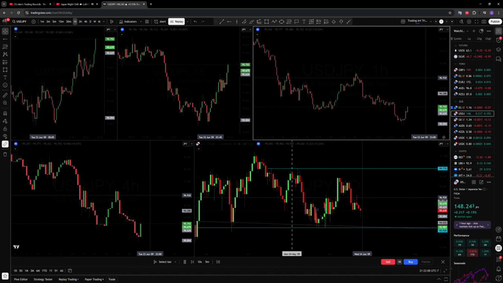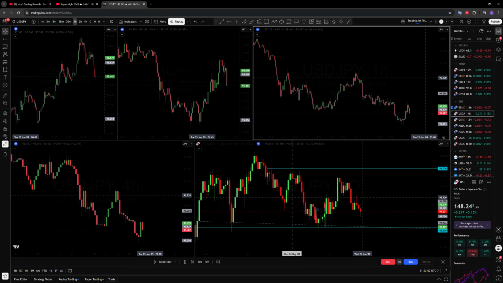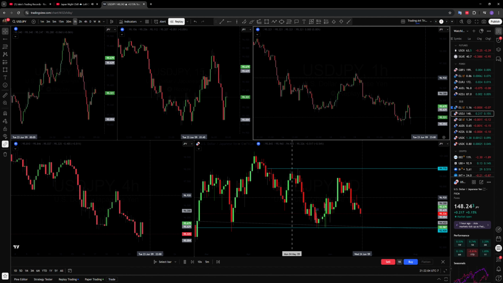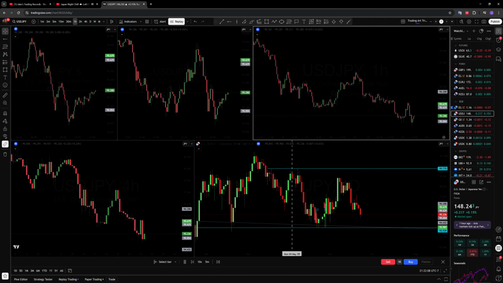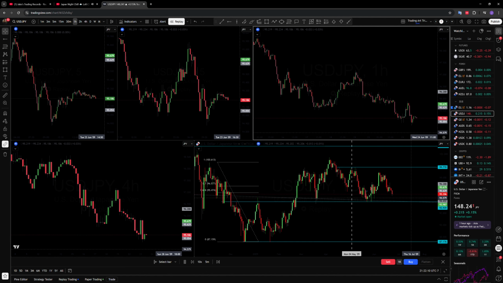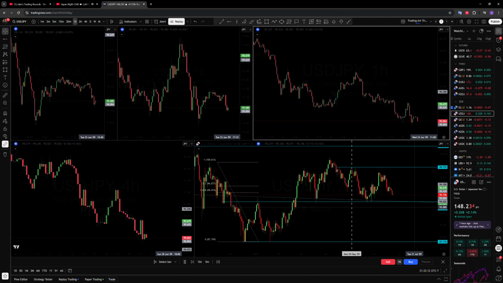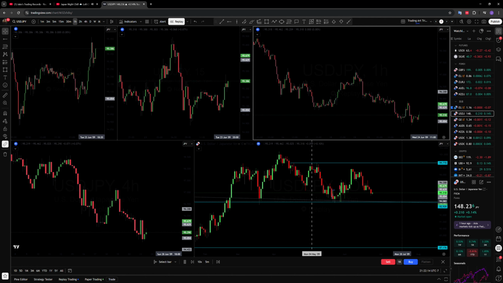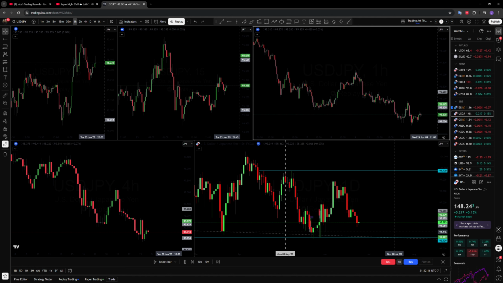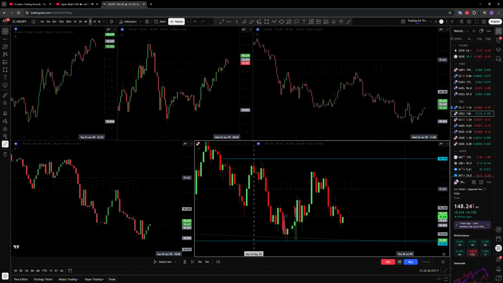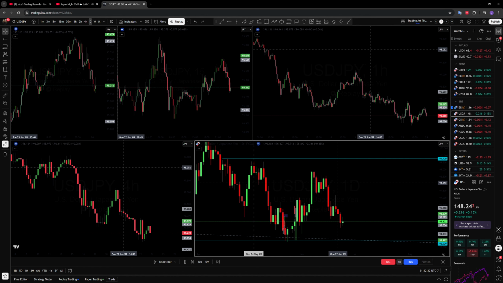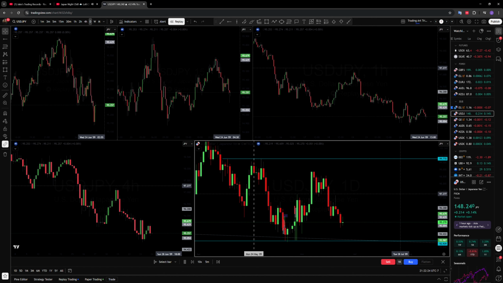Come on, go all the way down to my SR line. Better touch it and make a quick liquidity sweep, then go to the upside. That would be the best case.